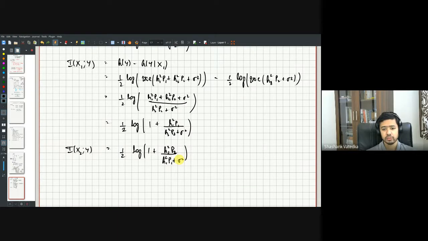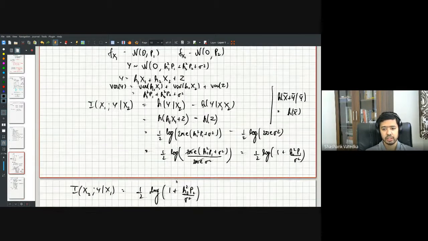Okay, so let's compare all of these with the capacity of the AWGN channel. So let us call C of p comma sigma square to be half log 1 plus p by sigma square. This is the capacity of the point-to-point AWGN channel with input power constraint of p and noise variance sigma square. Okay, let us see what each of these terms evaluate to.